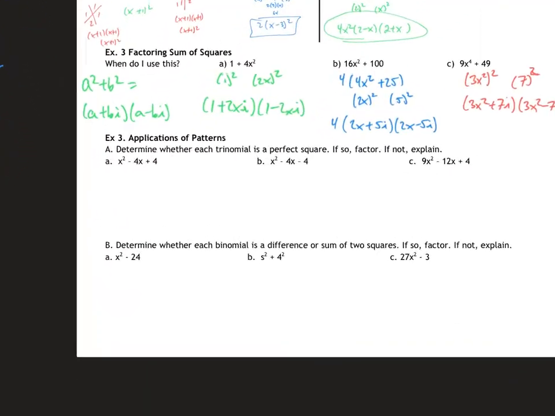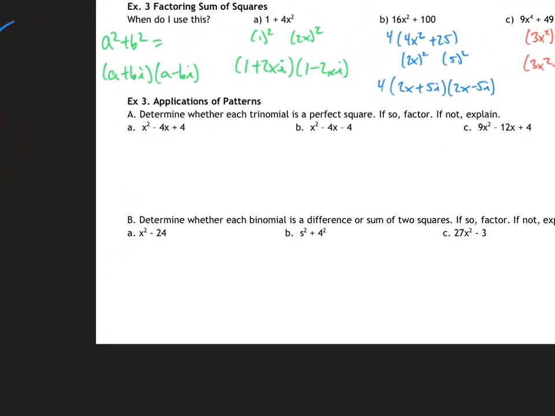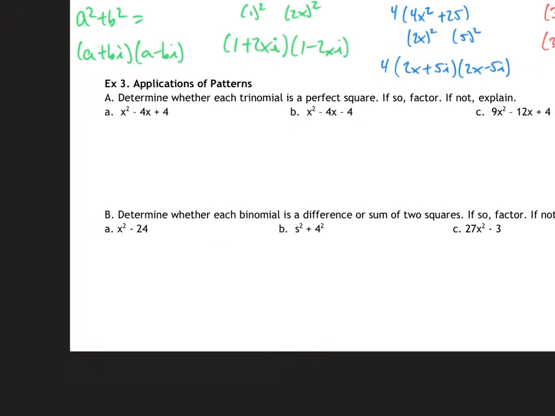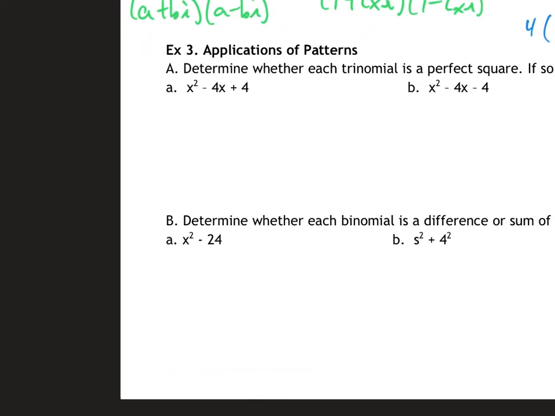So now let's take a look at these. Determine whether each trinomial is a perfect square. If so, explain it. If not, explain why. So, is x squared? Yes. Is 4? Yes. 2 times x times 2 again. I get 4x, so yes, this one's good. So x minus 2 squared.